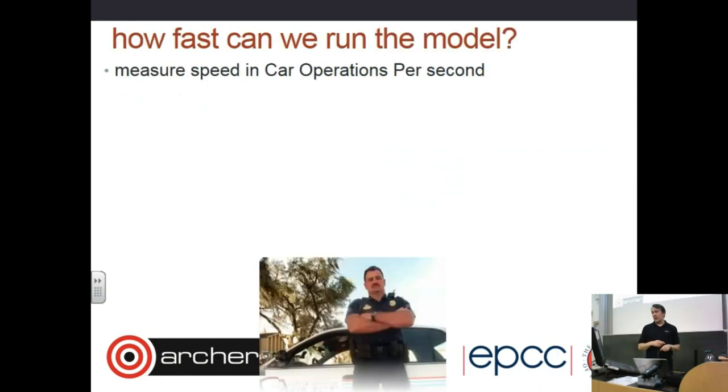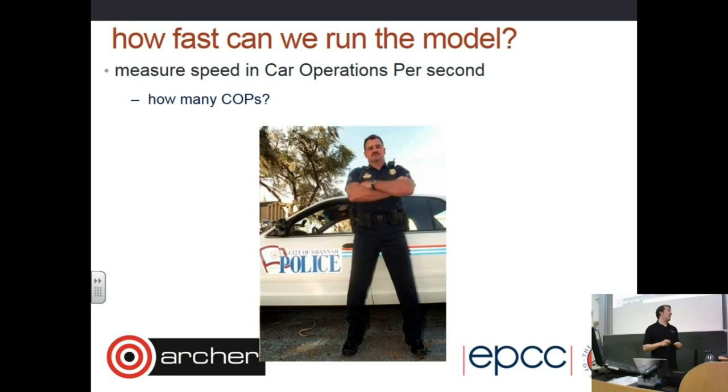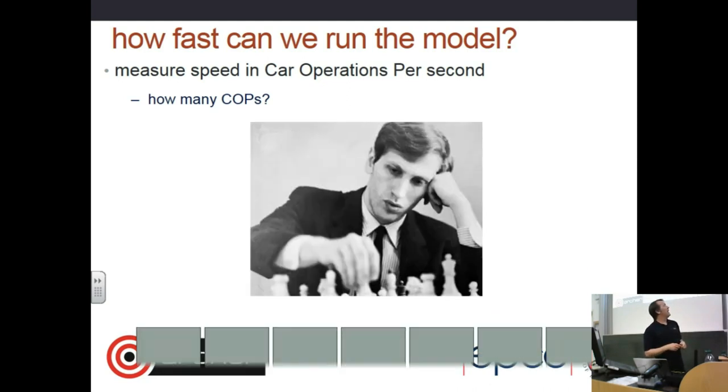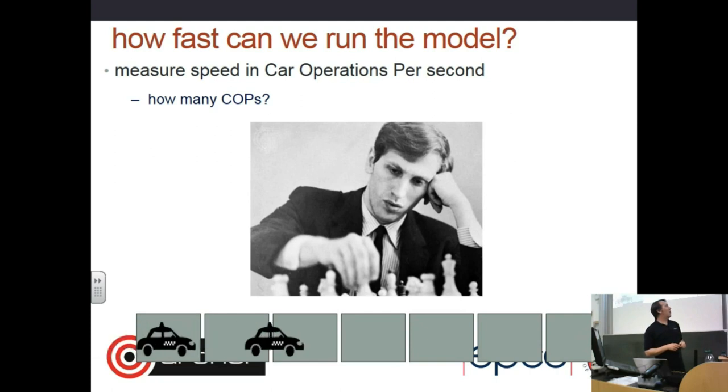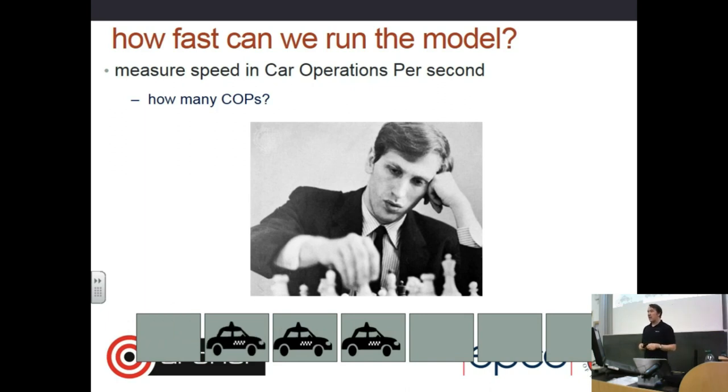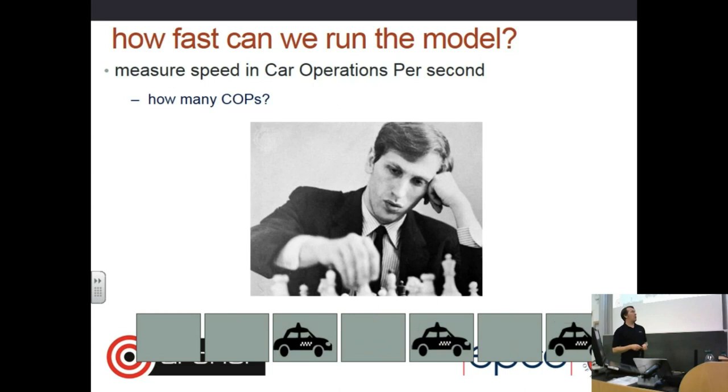This lecture came from another public understanding of science lecture, where rather than saying we were going to measure the performance in floating point operations per second, which is FLOPS, we did car operations per second, which is COPS. So I had pictures of policemen and things like this. But I reckon if somebody did this by hand on a chessboard, here we've got Bobby Fischer, a slightly eccentric chess grandmaster from the 70s, I reckon you could update this model, if you did it with pawns on a chessboard as a physical model, at about 2 COPS.